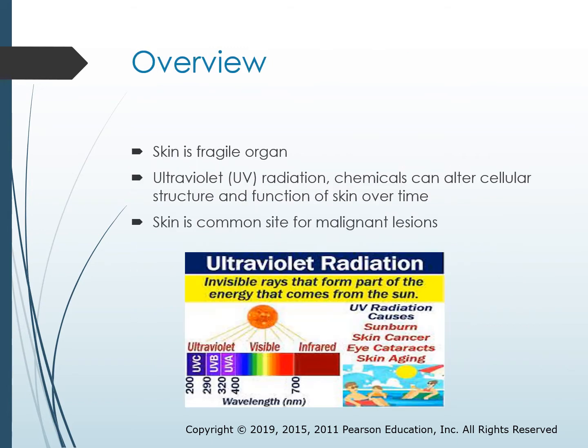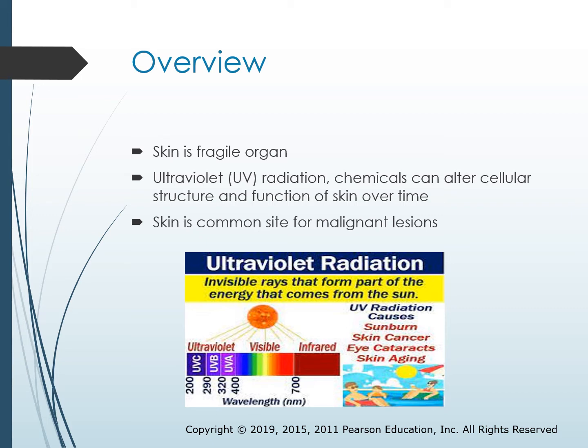So let's get started. So the skin, despite its ability to protect the internal body from external damage, is a fragile organ and is subject to damage from UV radiation and chemicals. And we know that the skin is our outer protection of everything that's on the inside of us. Our skin is the first line of defense against infection. And so if there's damage from UV radiation and chemicals, it can alter this protection to our body.